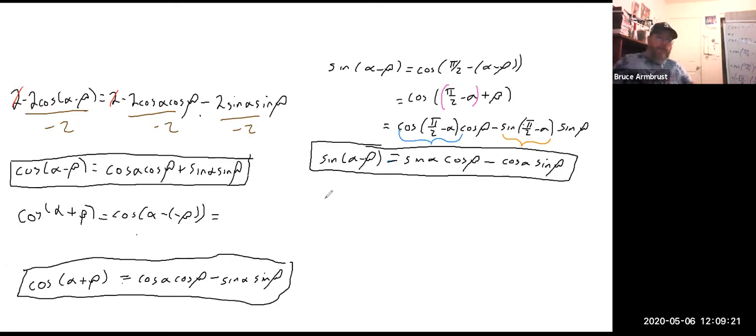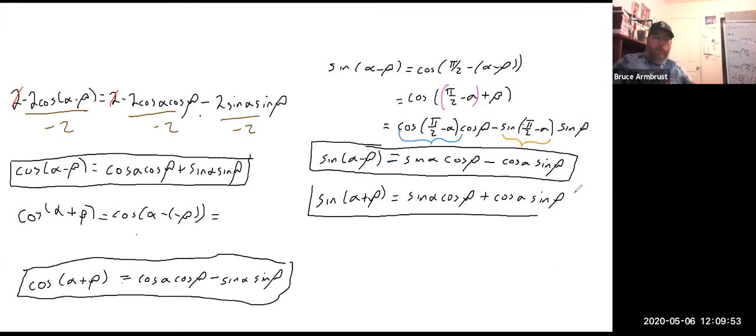All right, well, if you want to get sine of alpha plus beta, you're going to do the exact same trick that we did with the cosine of alpha plus beta, where we subtract negative beta. But just to spare us a little time, I'll just kind of talk through it. What it ends up being is sine alpha cosine beta plus cosine alpha times sine beta, which looks very much like the one above it. The only difference is that this one has a plus instead of a minus.